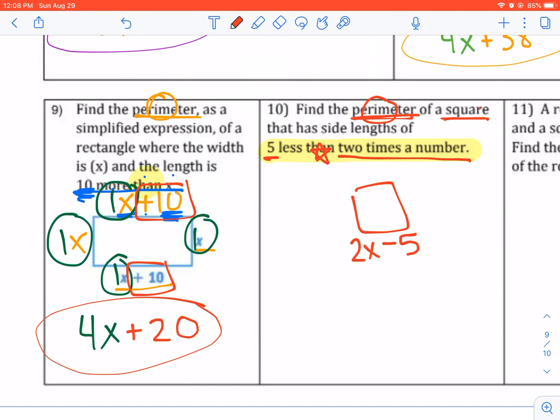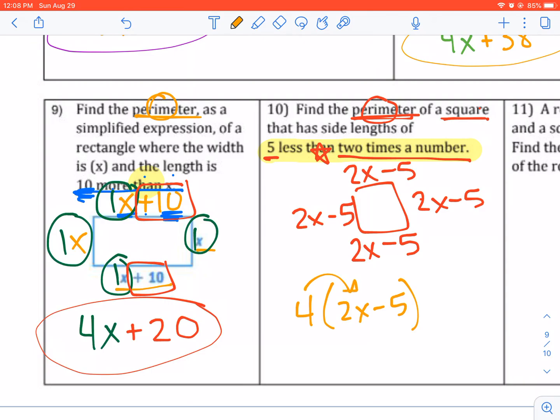On a square, every side is the same, so I'm going to do this one a little bit different. You could write 2x minus 5 on each side, and you can go around and combine like terms, like I did on number 9. But I'm going to do something a little bit different. Since I do that 4 times, I'm going to do the distributive property this time. 4 times 2x is 8x. 4 times a negative 5 is negative 20.